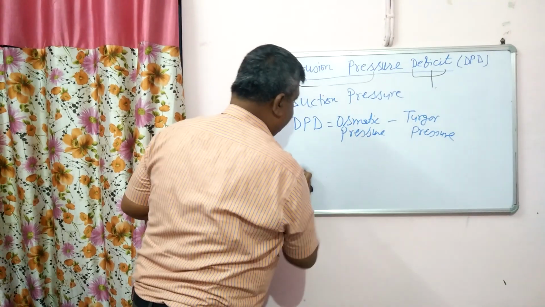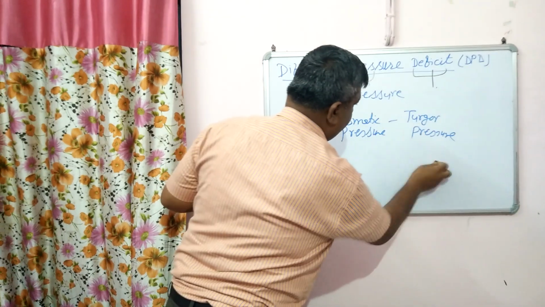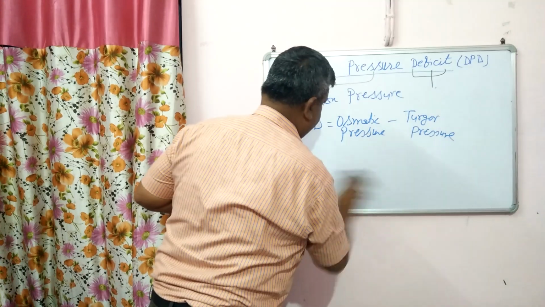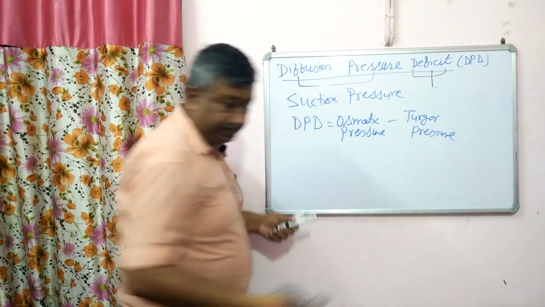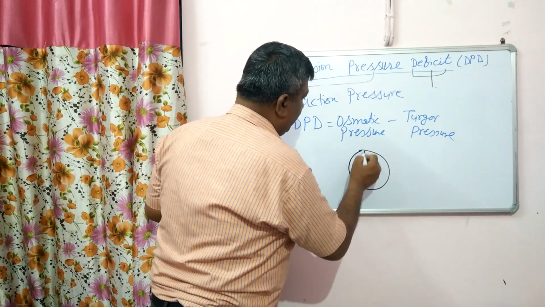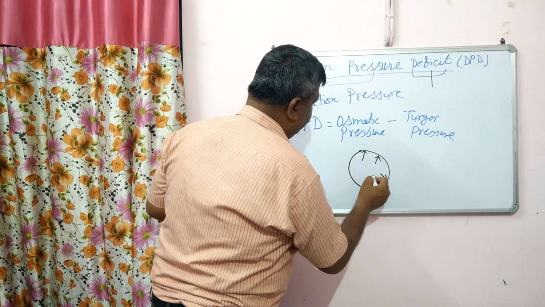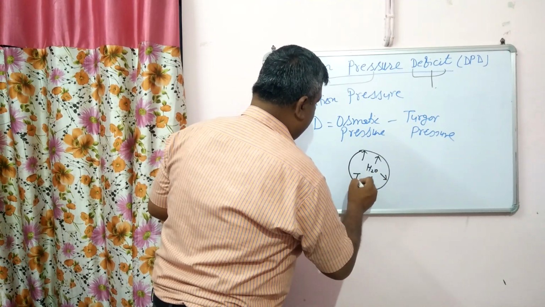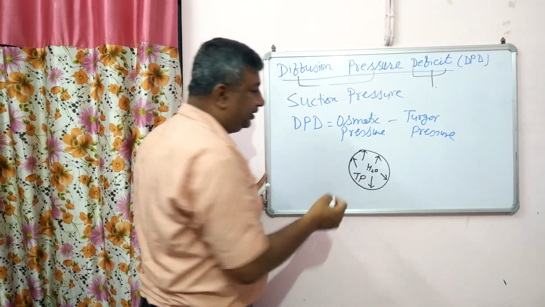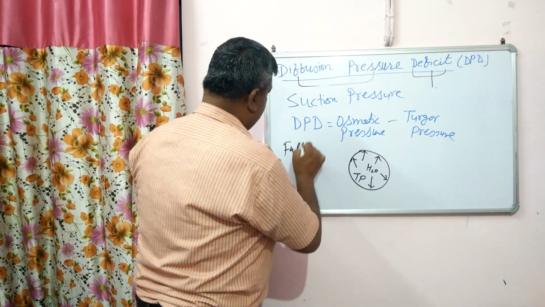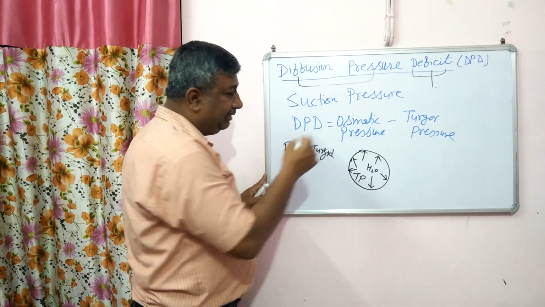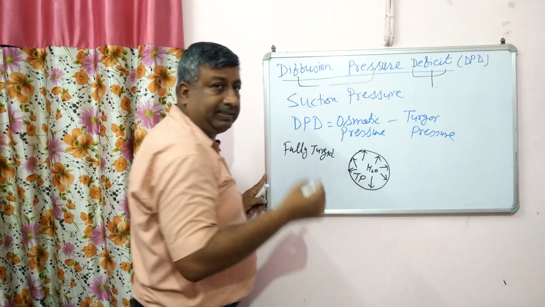Suppose a cell is there and it is exerting pressure on the cell wall, water is present, and this is known as TP. And now cell is fully turgid, means it has maximum capacity. Fully turgid cell. So maximum water content is there and it exerts pressure on cell wall.